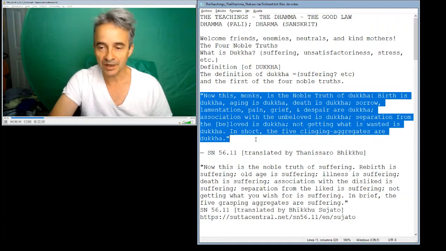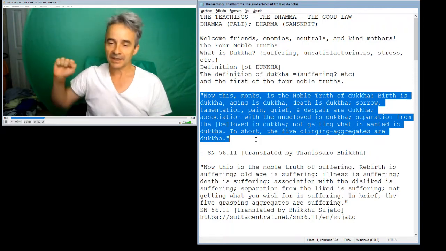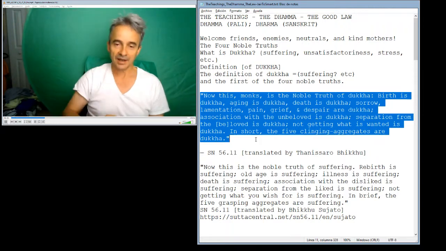Association with the unbeloved is dukkha. Separation from the loved is dukkha. Not getting what is wanted is dukkha. In short, the five clinging aggregates are dukkha.